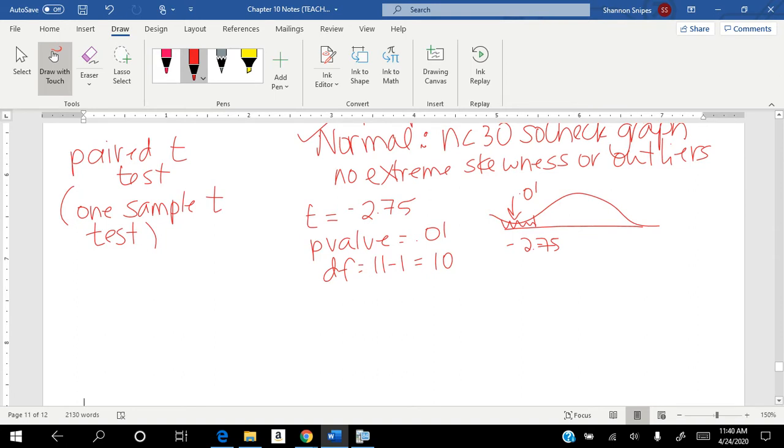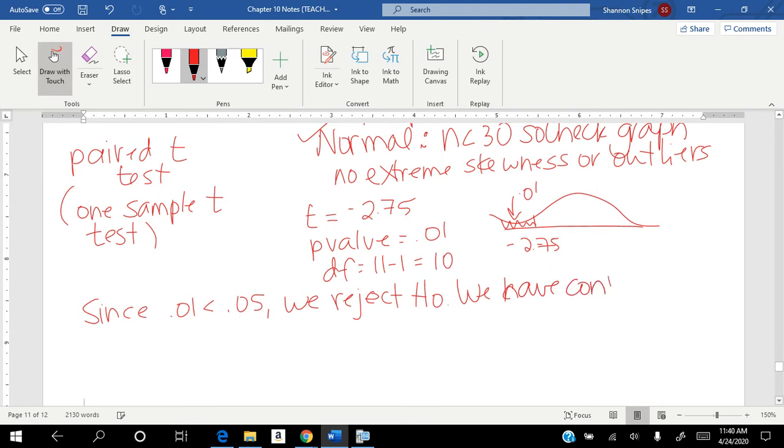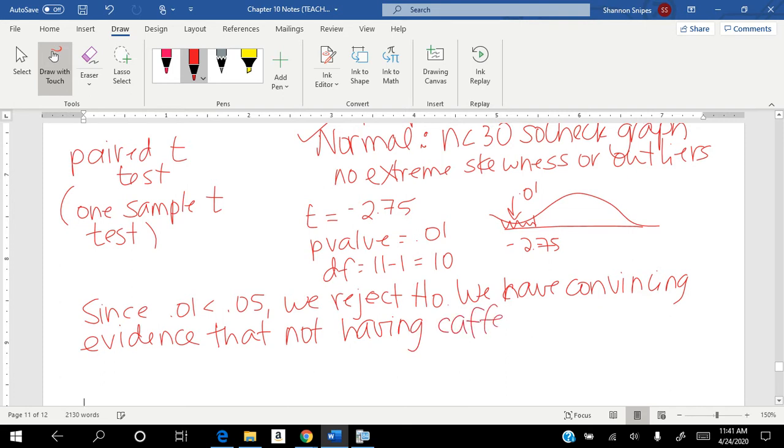So since our p-value of 0.01 is less than our alpha level 0.05, we reject the null hypothesis. We have convincing evidence that not having caffeine increases depression.